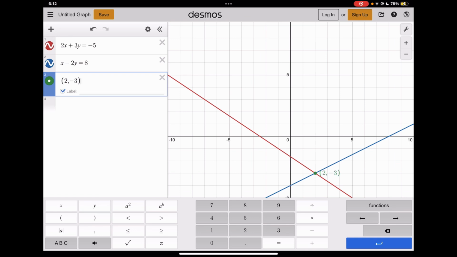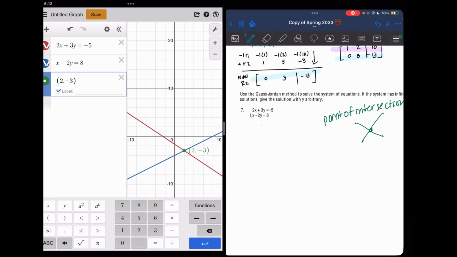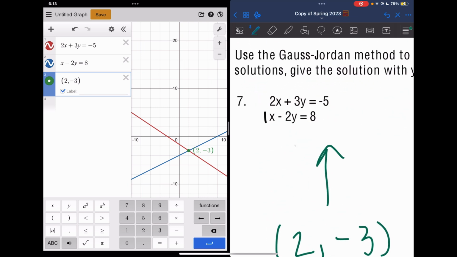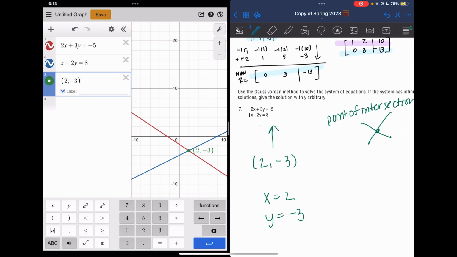Since that's the point of intersection, here's what this means. When we go back to our notes, that means that 2, -3 is a solution to this system, which means that x equals 2 and y equals -3. The line 2x plus 3y equals -5 intersects with the line 1x minus 2y equals 8. And that is how you find the solutions for systems of equations without a matrix operation or Gauss elimination.